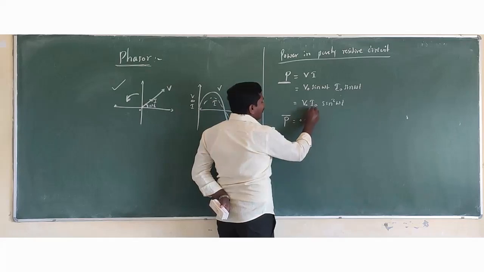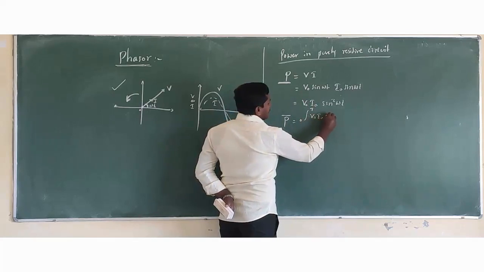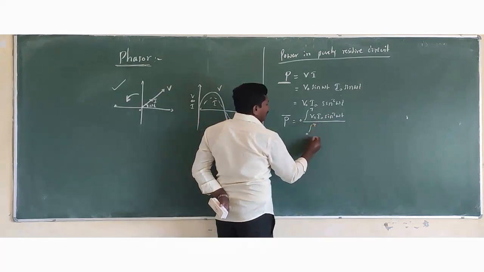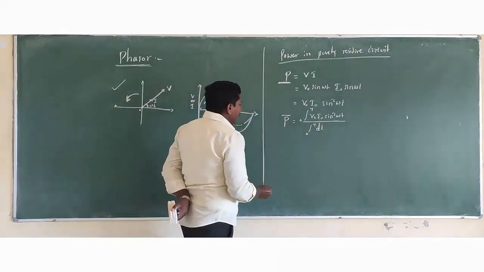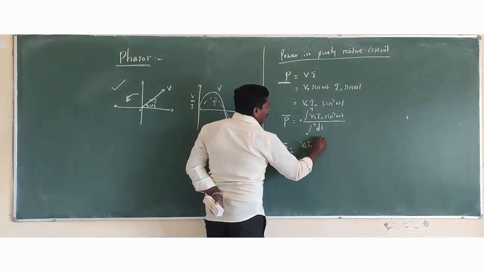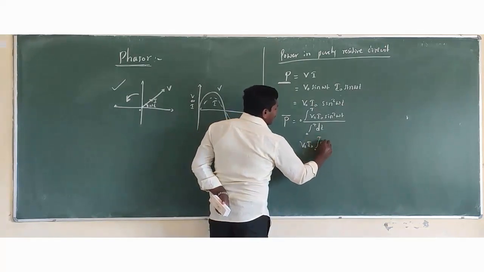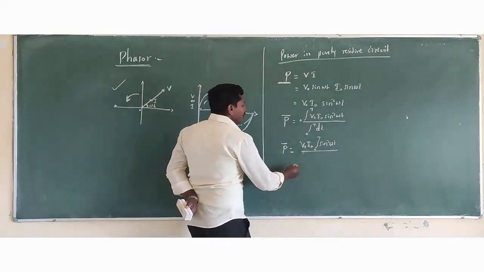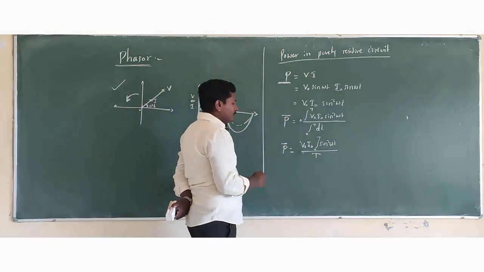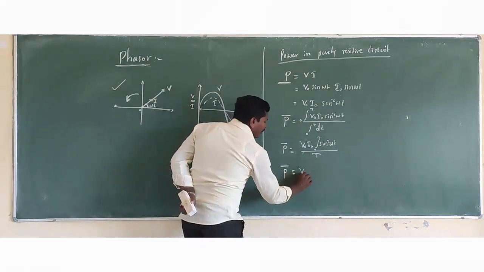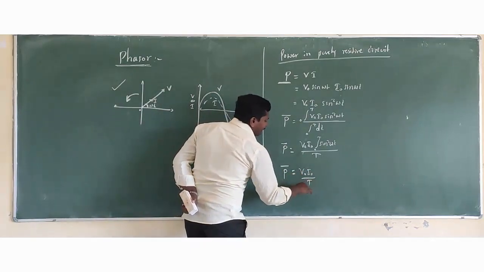the integration of 0 to T of V naught I naught sine square omega t dt, divided by the integration of 0 to T of dt. Now this can be written as V naught I naught outside, and integrate in the range 0 to T sine square omega t dt, divided by, if we integrate this one, we are going to get T. Now average power is equal to V naught I naught divided by T.